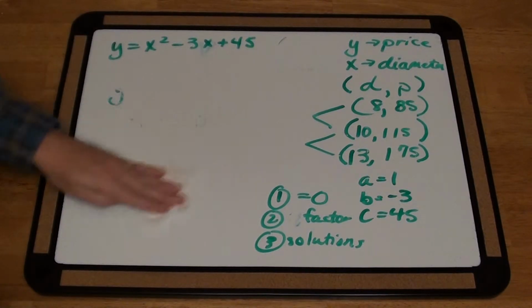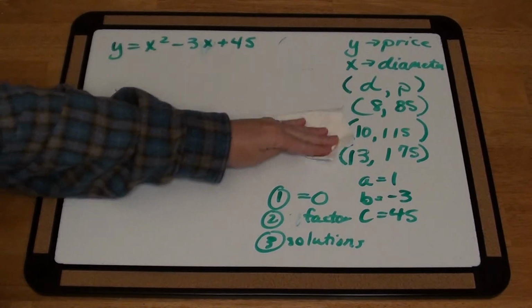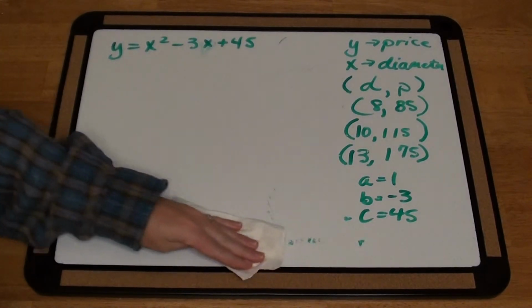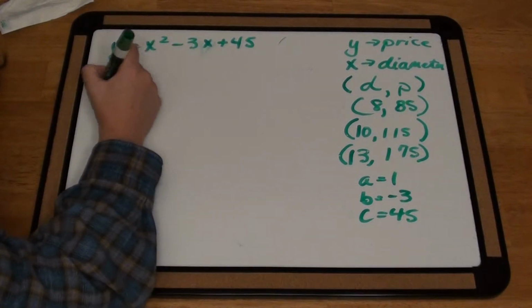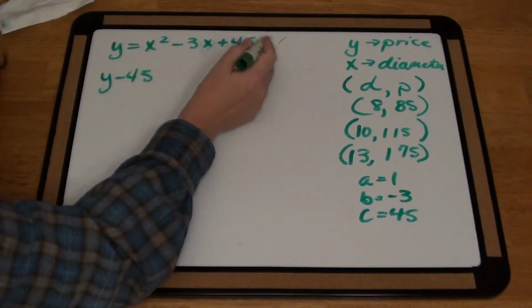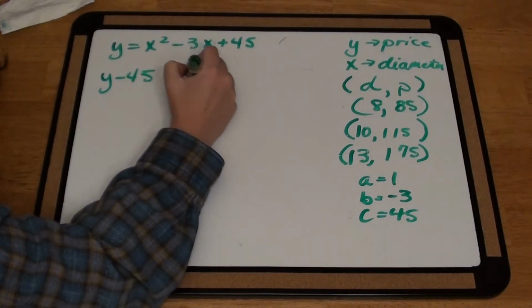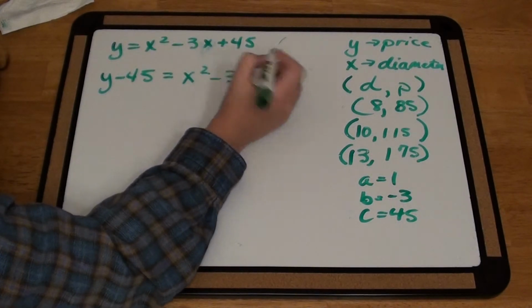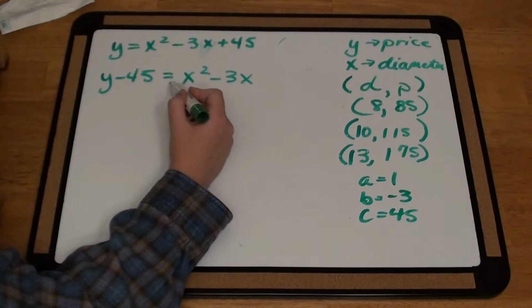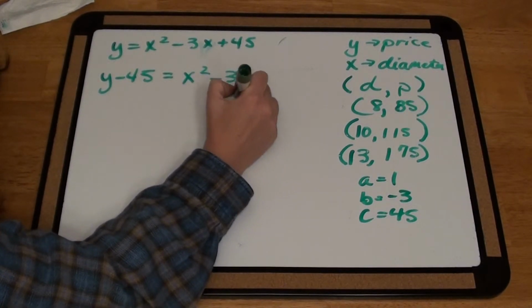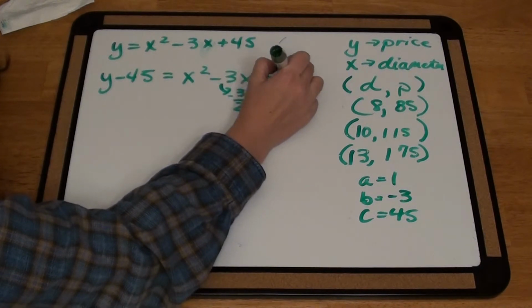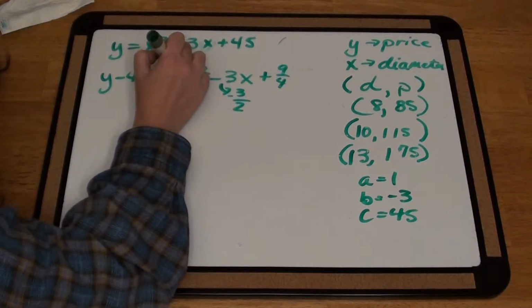So how do we find the vertex of this? Well, like in past sections, to find the vertex, we have to complete the square. So y minus 45, because the first step is to kick out this constant, y minus 45 equals x squared minus 3x. My coefficient of x is 1, so that makes life easy. I'm going to take half of this and square it. So half of this is negative 3/2. So when I square it, I get 9/4. I'm going to add that to both sides.